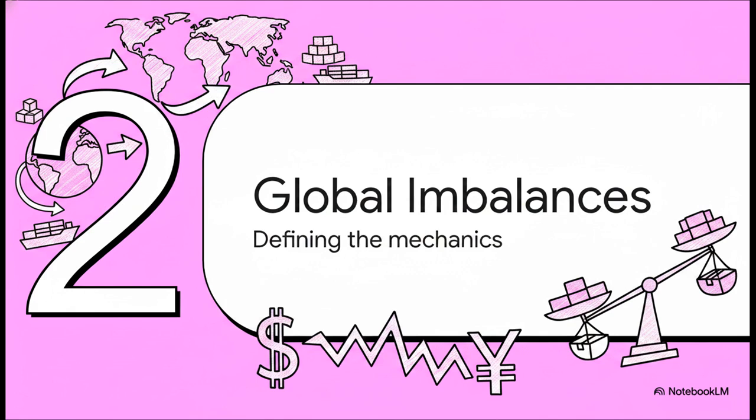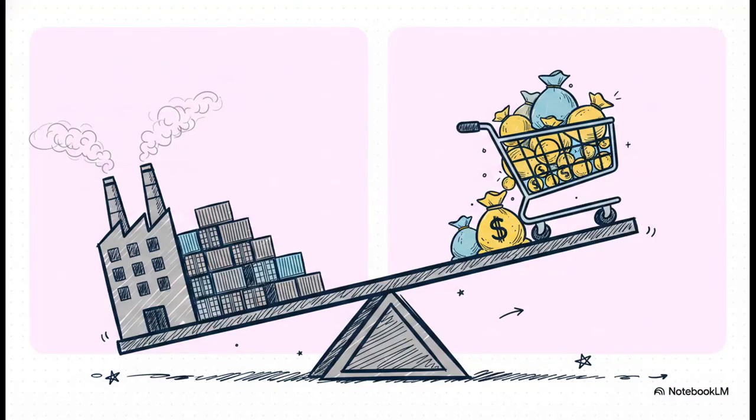Moving on to part 2, defining global imbalances. I want you to imagine a giant global seesaw, okay? On one side, we have the surplus countries, nations like China, Germany, and Japan. They produce far more than they consume, banking all that excess. Then, on the other side, you have the deficit countries, primarily the US and the UK. They consume way more than they produce, and they borrow to make up the difference. At first glance, it looks like a peaceful exchange, right? Goods for debt. But as we're going to see, this seesaw is dangerously off balance.